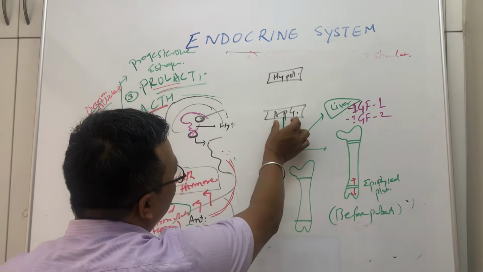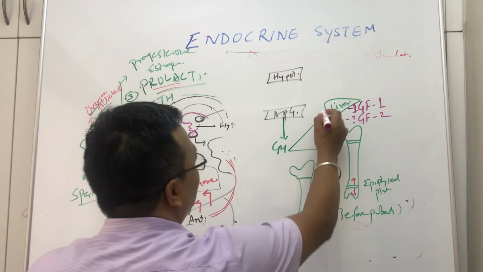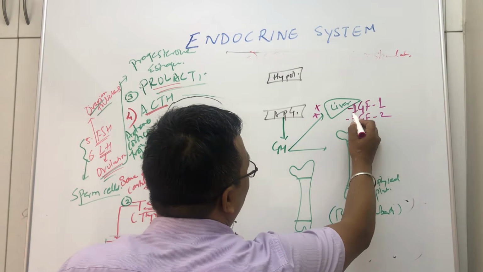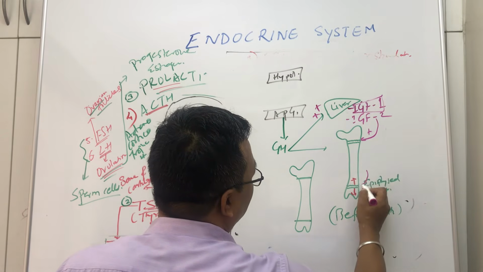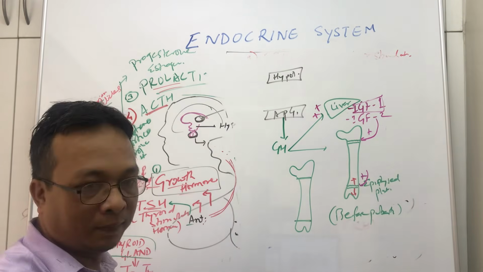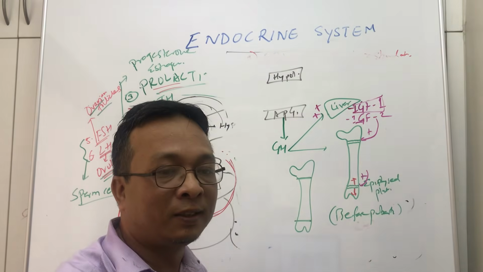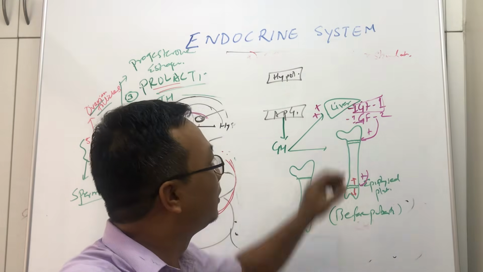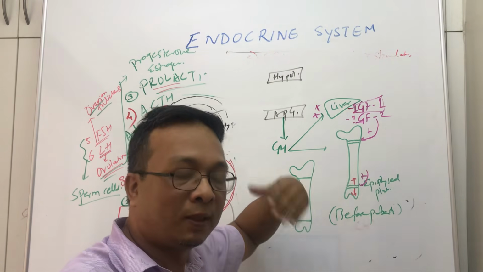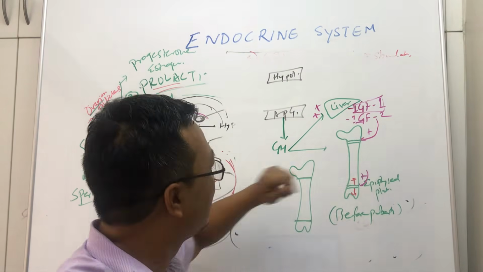When the anterior pituitary gland releases the growth hormone, this growth hormone will stimulate the liver, and as a result, the liver will secrete IGF-1. This IGF-1 will stimulate the growth plate. IGF-2 is basically necessary before birth, so during fetal growth it is IGF-2. After birth it is IGF-1.